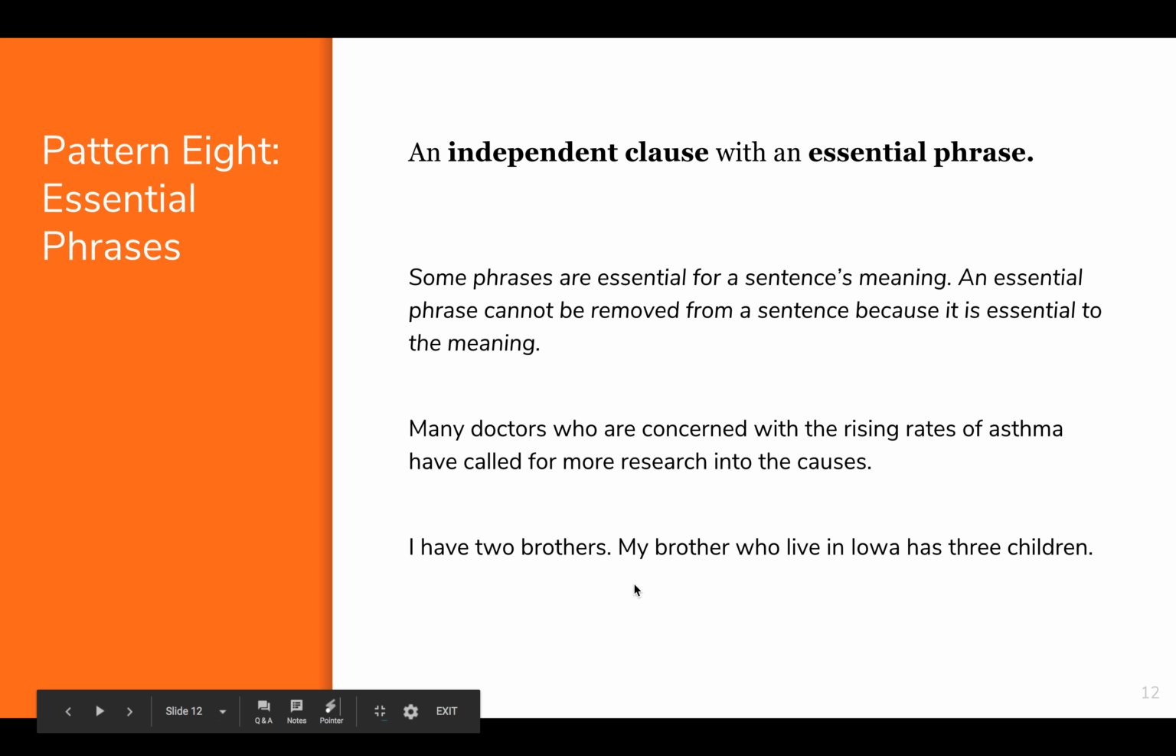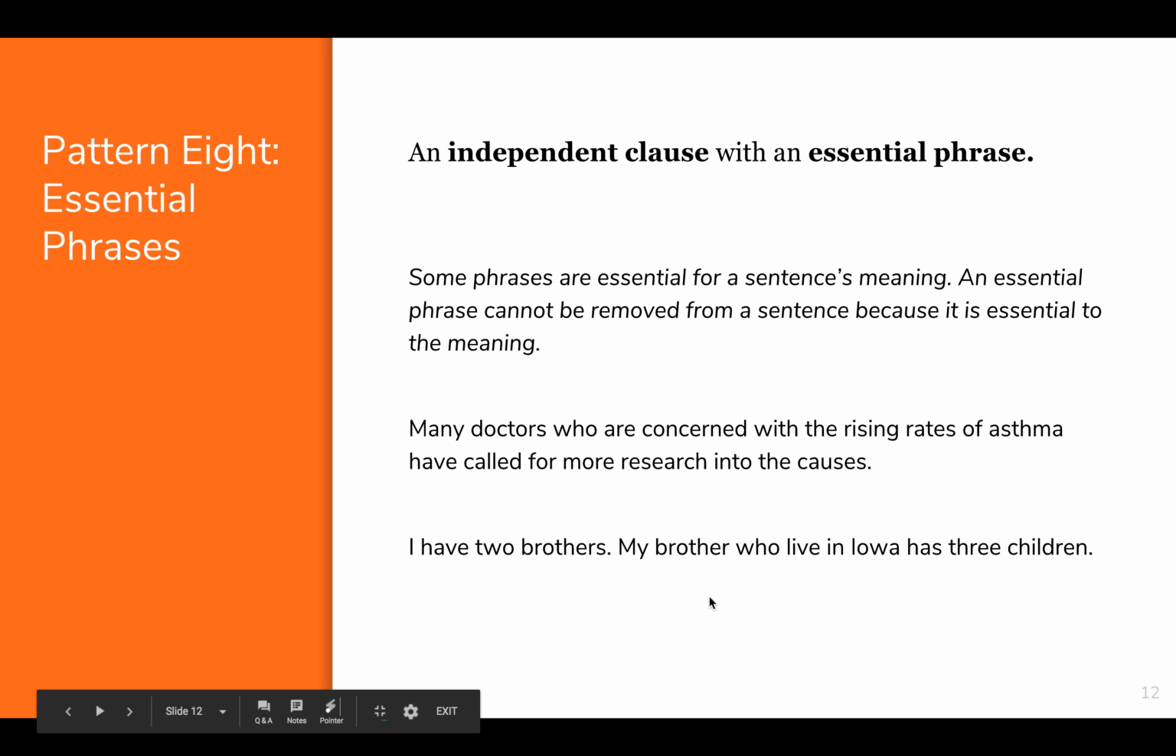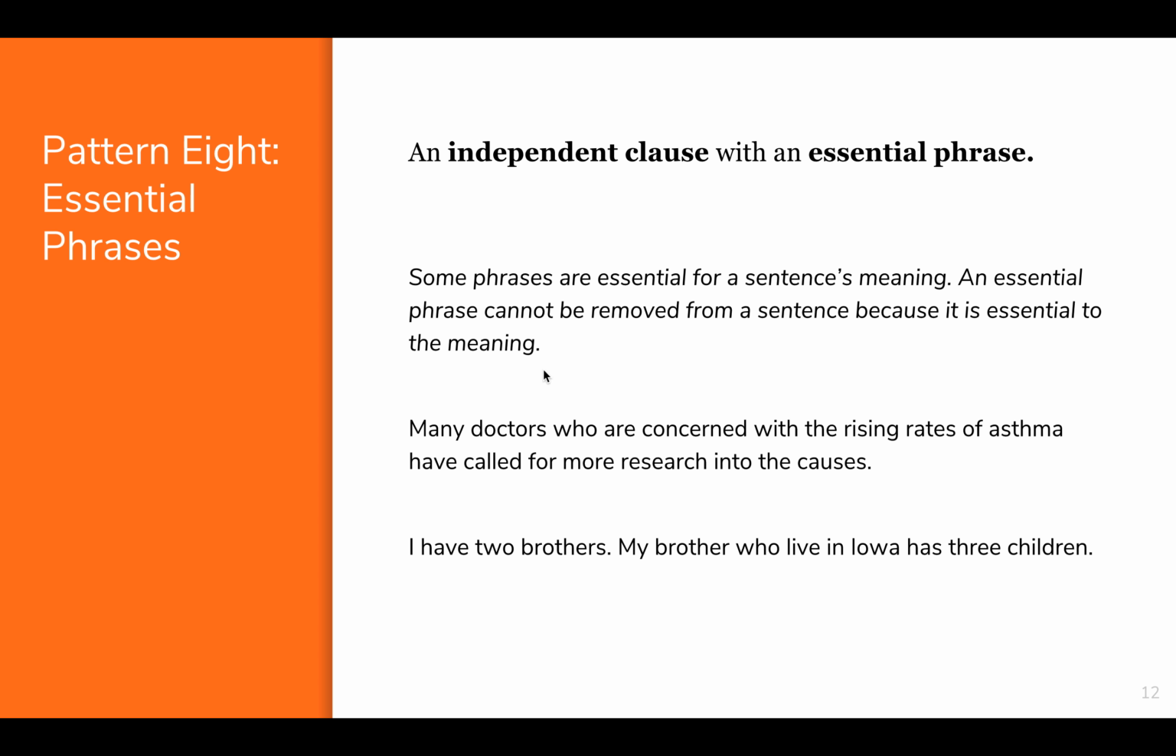Some phrases are essential. You can have an independent clause with an essential phrase. So some phrases are essential for a sentence's meaning. The essential phrase cannot be removed from a sentence because it is essential to the meaning. The sentence wouldn't really make sense without that phrase. So, for instance, and there are slight and subtle differences between essential and non-essential phrases, but for instance, many doctors who are concerned with the rising rates of asthma have called for more research into the causes. So I'm arguing here that this is an essential phrase, who are concerned with the rising rates of asthma, because it's identifying a certain type of doctor. So that phrase would be essential to the meaning.